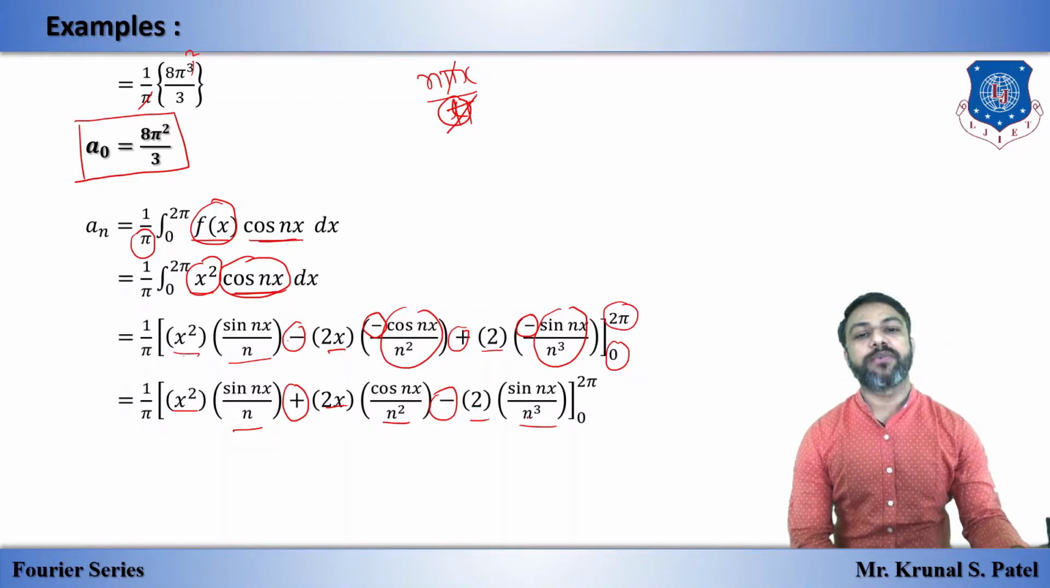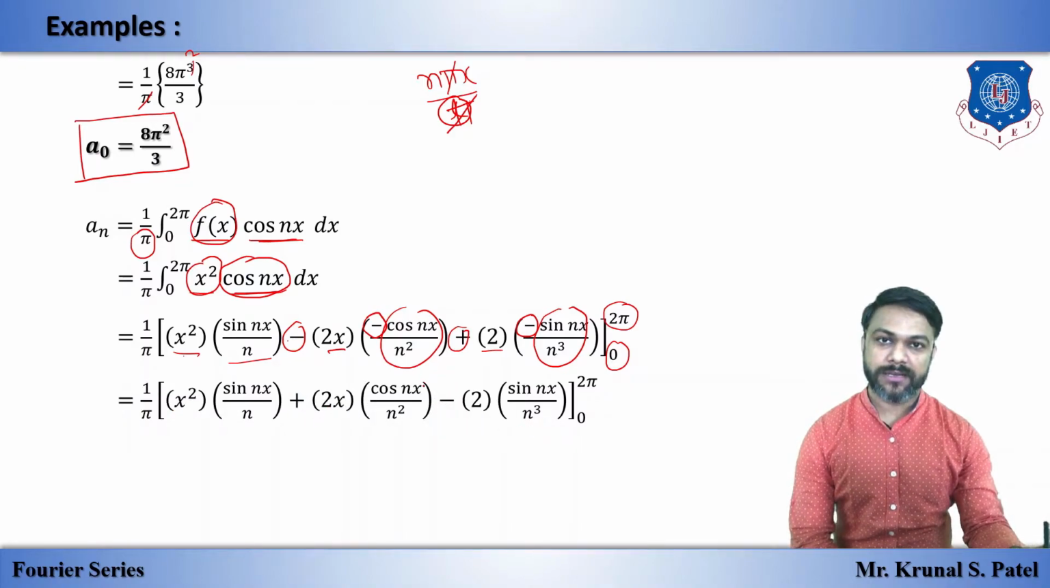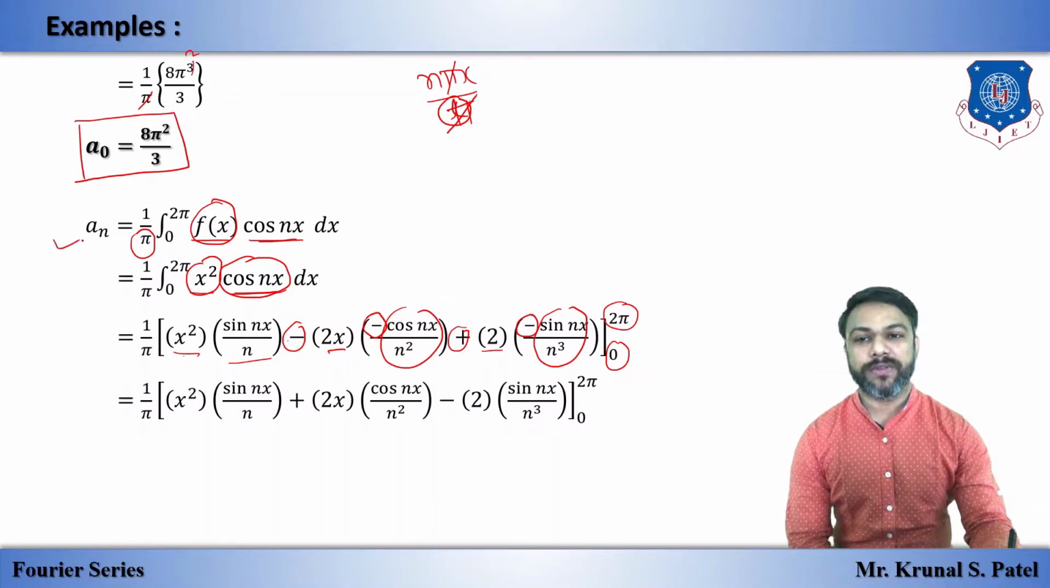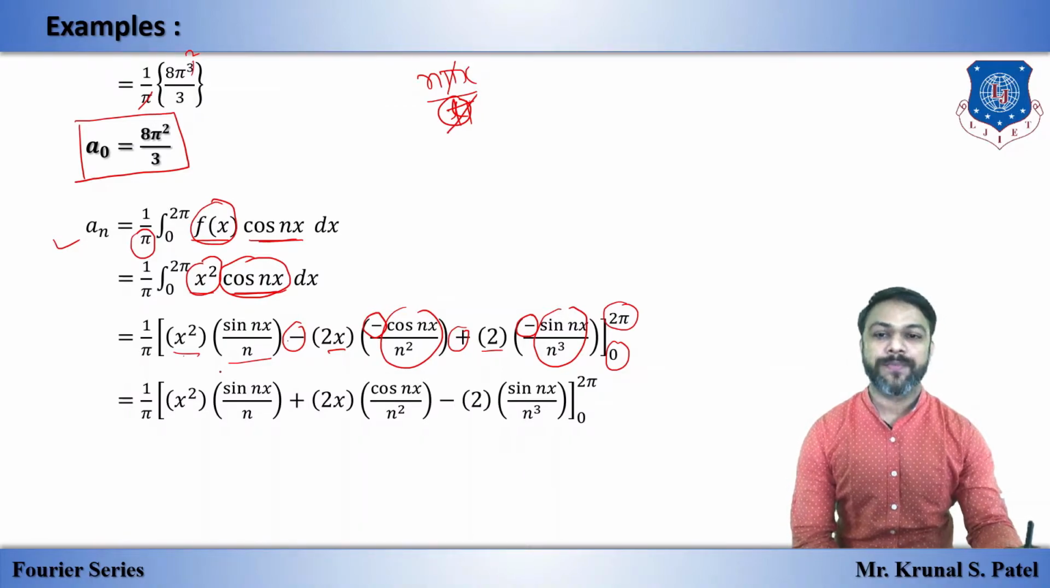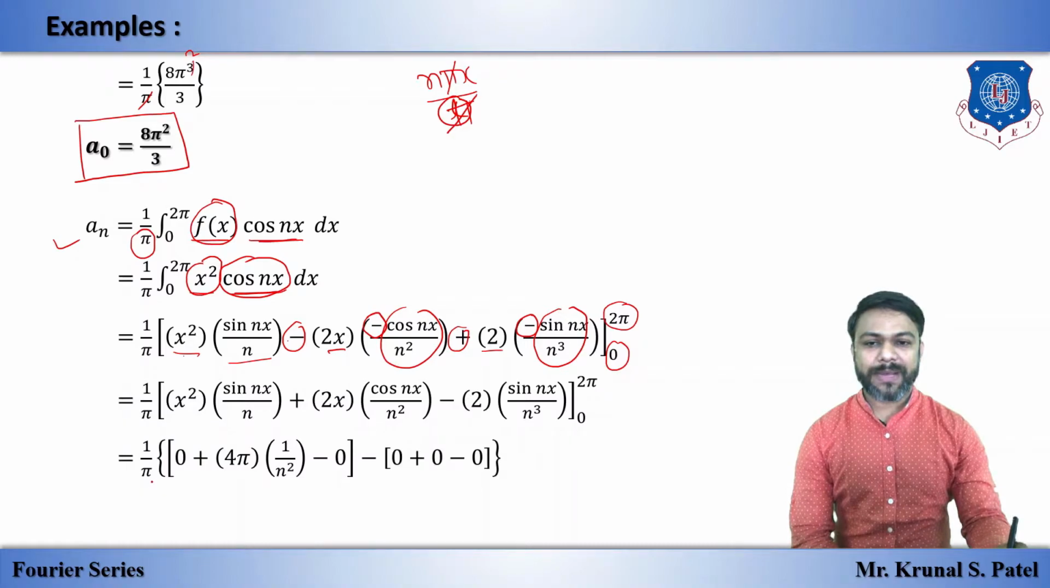Okay, now we will put upper limit minus lower limit. So have a look and pay more attention. If you get this an, then bn you will get by yourself in the same way. So 1 by pi, as I told, whenever we apply upper limit minus lower limit, use curly bracket. So curly bracket, and this box bracket as it is.